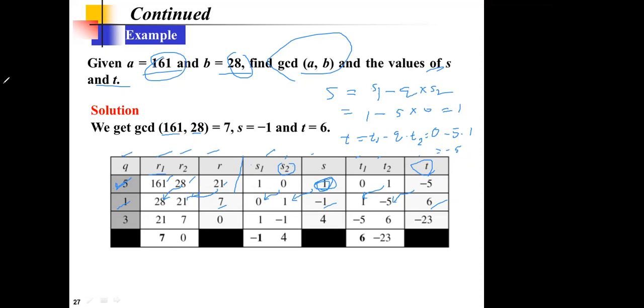Because GCD of AB, we are writing in terms of S into A plus T into B. Right? S into A, T into B. So why it is, okay, we have to check why it's 1 and 0. But the initialization is fixed. 1001 is fixed. Okay, check why they have chosen this.